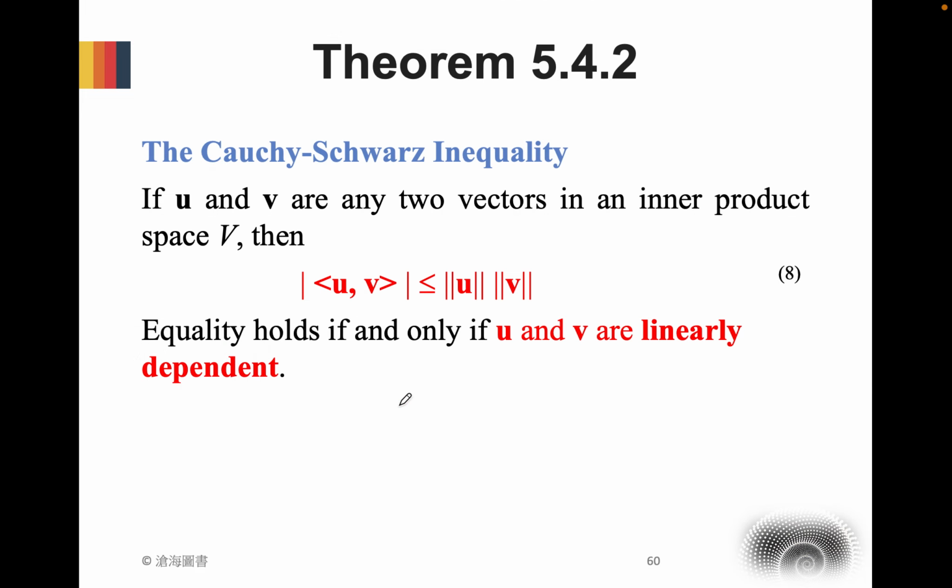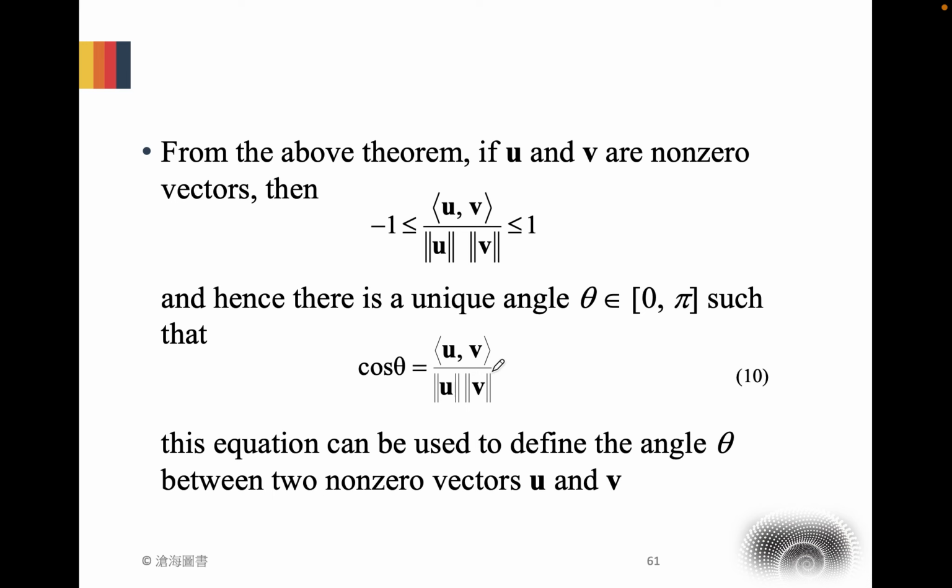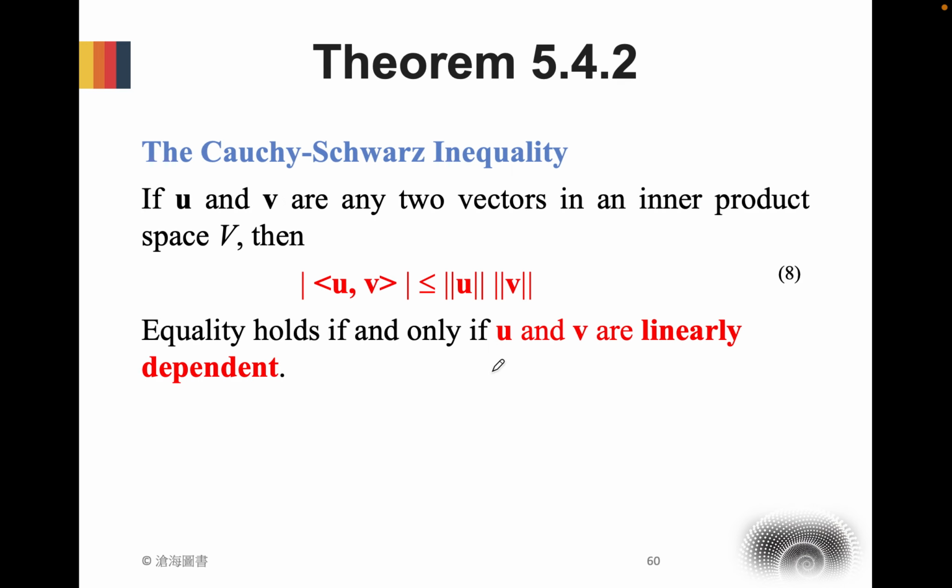Okay, so the general inner product also follows the Cauchy-Schwarz inequality. That means if u and v are any two vectors in an inner product space, then the absolute value of the inner product of u and v is less than or equal to the product of the norm of u and the norm of v, where the equality holds if and only if u and v are linearly dependent. This part has been mentioned before. It's basically exactly the same as the Cauchy-Schwarz inequality for the Euclidean inner product.